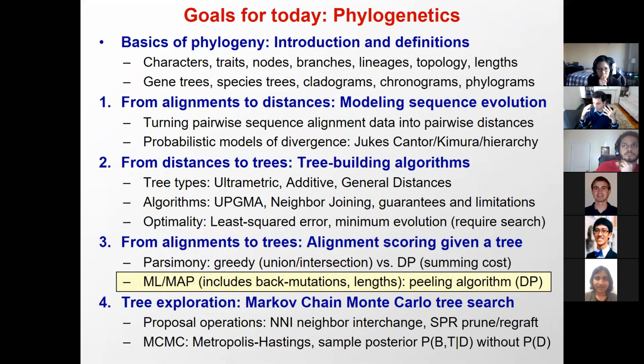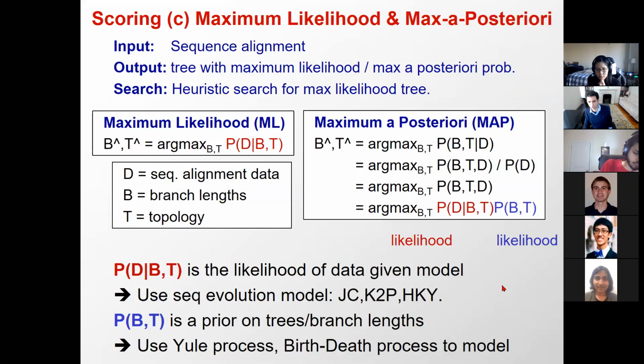So we are now ready. We have all of the methodology ready to start tackling the machine learning view of parsimony scoring, of alignment scoring. So instead of working with these discrete steps and these scores, we're now going to build a full probabilistic model that includes back mutations and lengths of trees and include this peeling algorithm from Felsenstein. So this is basically scoring using maximum likelihood and maximum a posteriori.